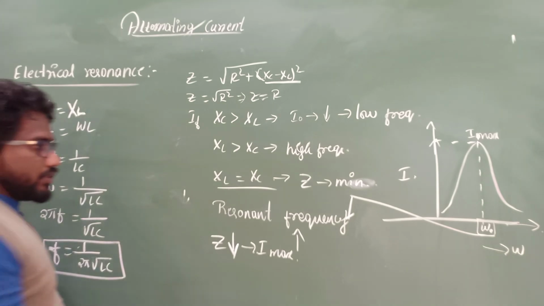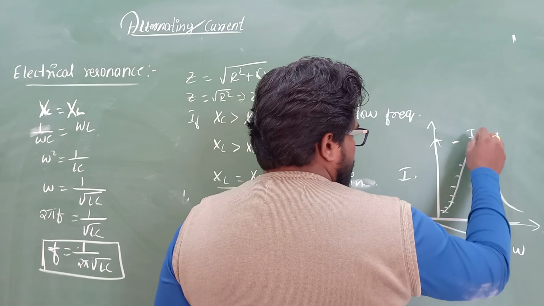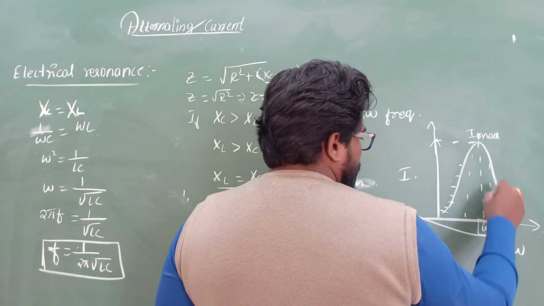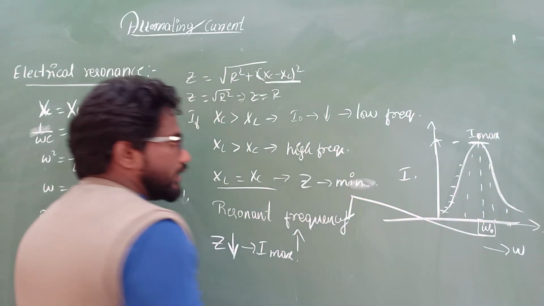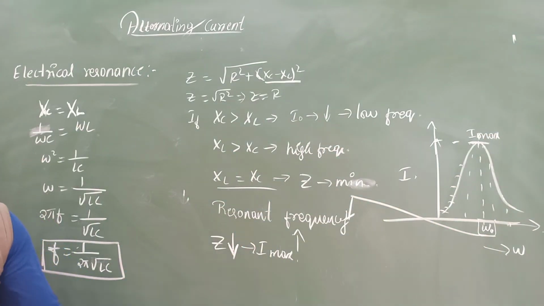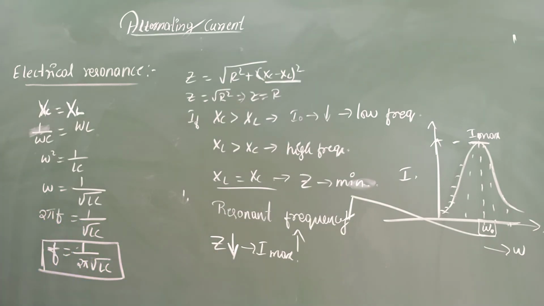Okay, so here when you see this, the value of current goes on increasing up to a particular point, reaches the maximum value, and again goes on decreasing. Sir, where are we actually using this? So in tuning, in radio stations and all. So how to tune that signal, sir?